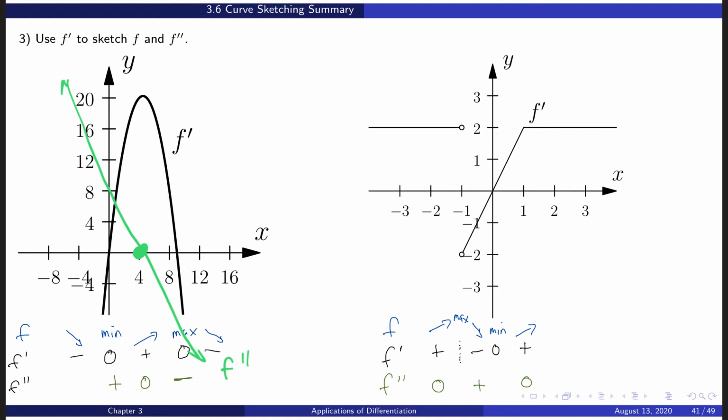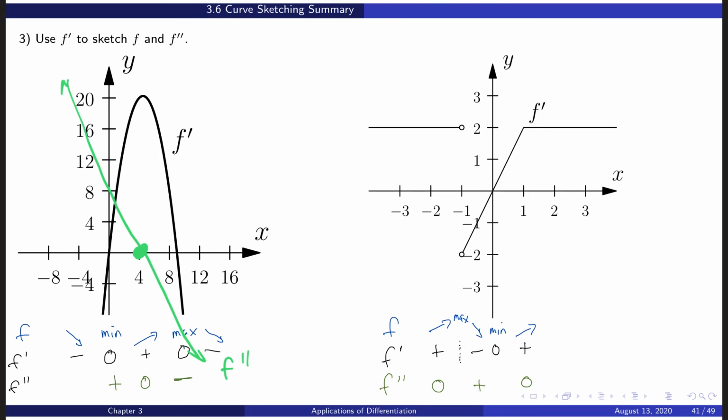Now to figure out f, I'm going to look at f prime again and say, well, if f prime is negative, then I know that my f function is decreasing. At 0, I have a critical point. If f prime is positive, I know that my f function is increasing. And if f prime is negative, then I know that my f function is decreasing. So if a function goes from decreasing to increasing, I have a minimum. And if a function goes from increasing to decreasing, I have a maximum.